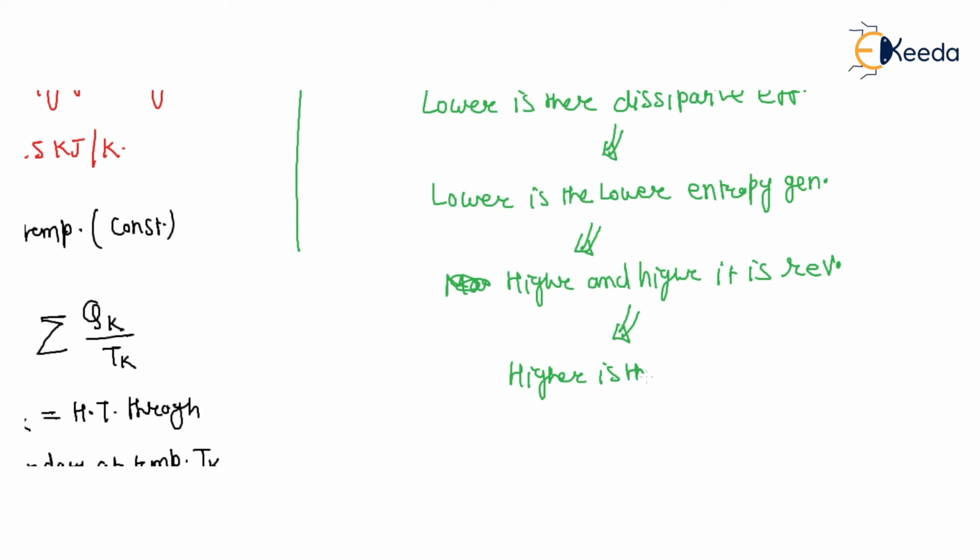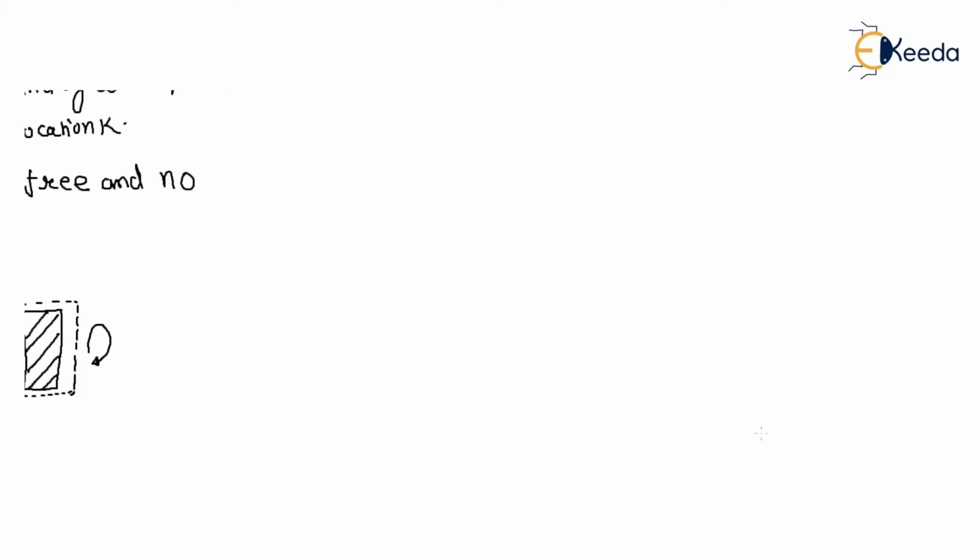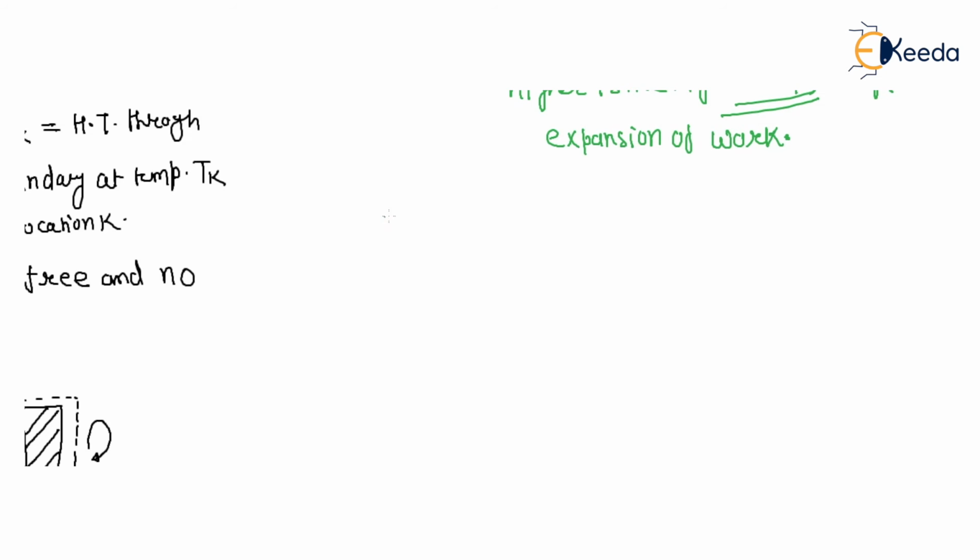The higher the work output during expansion. If you think about a cylinder and this is your piston, and this is your system, and the process is frictionless, that means reversible internally or externally, then the boundary work developed is the maximum.